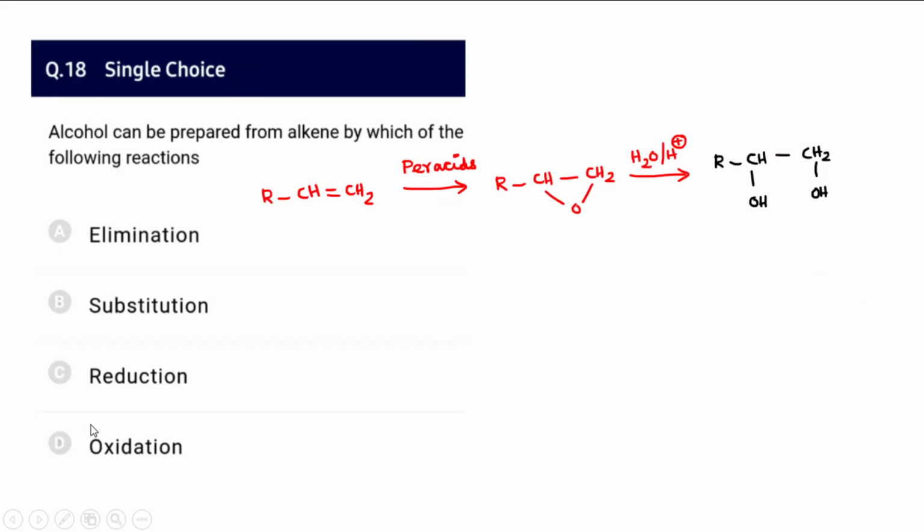Okay. Question number 18. Alcohol can be prepared from alkenes by which of the following reactions? This particular one is prepared using an oxidation method. When you treat it with peracids like phenyl COOOH, it possibly results in the formation of an epoxide, and from the epoxide, upon hydrolyzing, it forms an alcohol. So we may say alcohol is produced from the alkene. Therefore the correct option is oxidation.